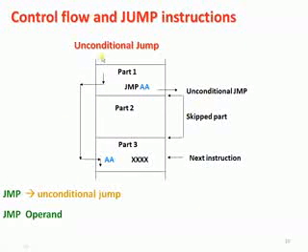Now let us see unconditional jump instructions. Without checking any condition, we can transfer the control from one location to another location. As you can see here, without checking any condition, with jump we are transferring the control to a memory location, which is specified as AE. That is what is called an unconditional jump: a jump and an operand.